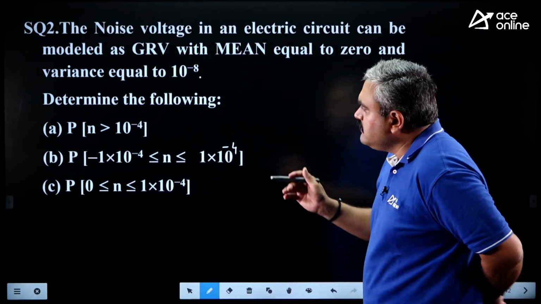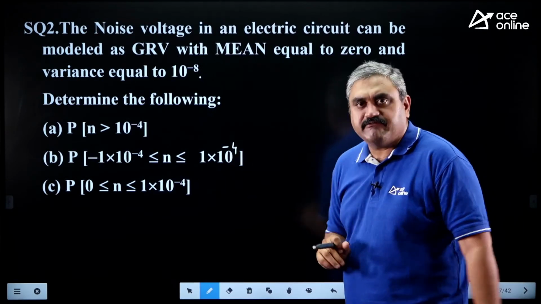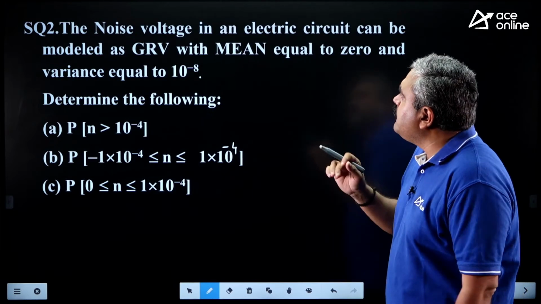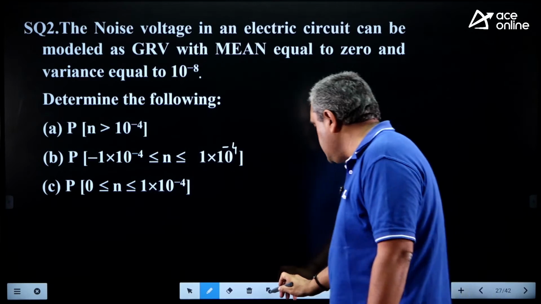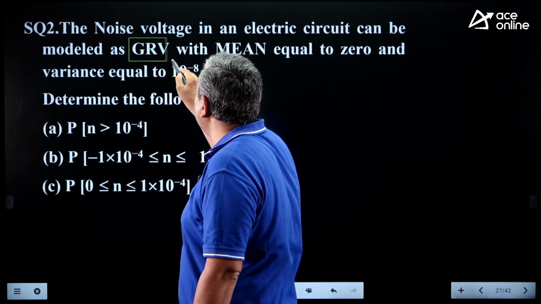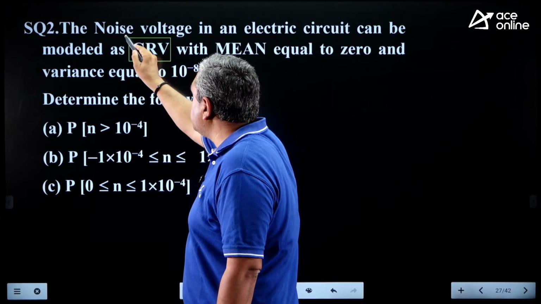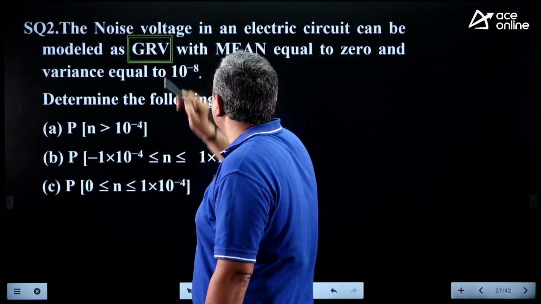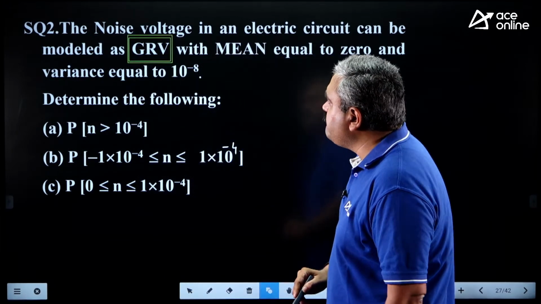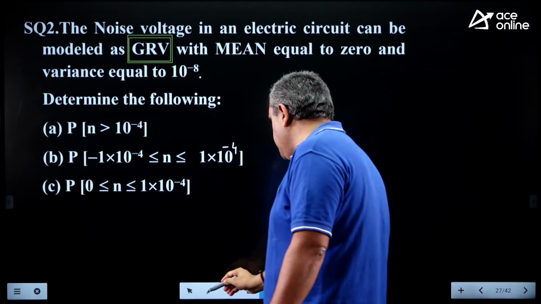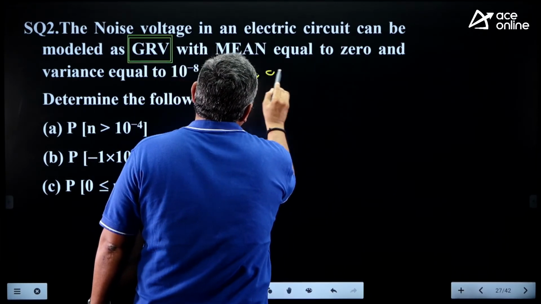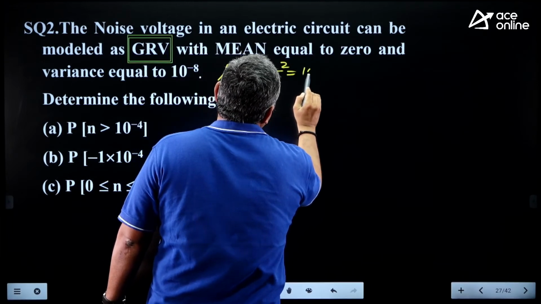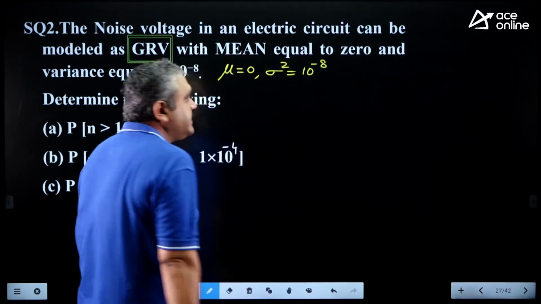See this question. Intentionally I have taken these 3 bits. The noise voltage in an electric circuit can be modeled as a Gaussian random variable. GRV means Gaussian random variable, it's a valid shortcut, that's the reason I have written it here. With mean equal to 0 and variance equal to 10 power minus 8. That is the data given to you: the mean value of this Gaussian random variable is 0 and its variance is 10 power minus 8.